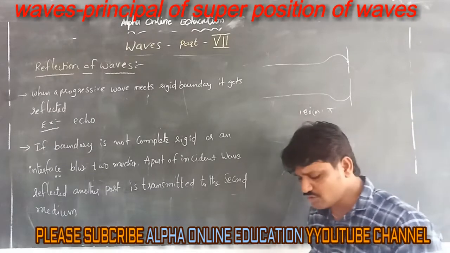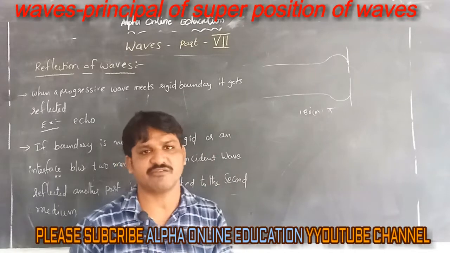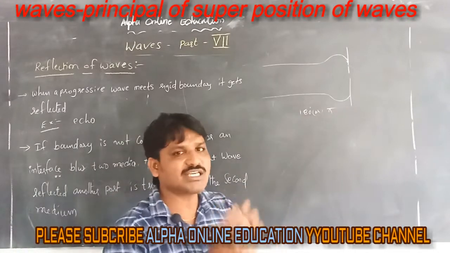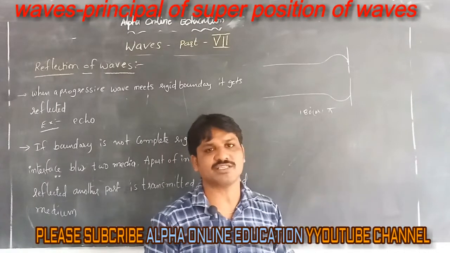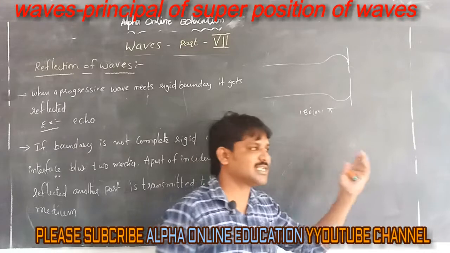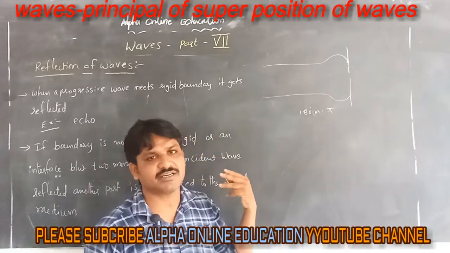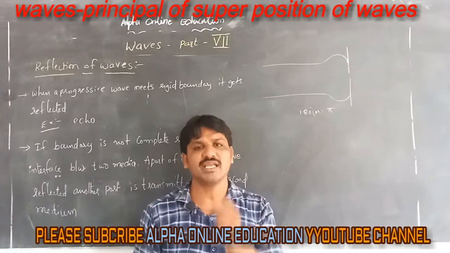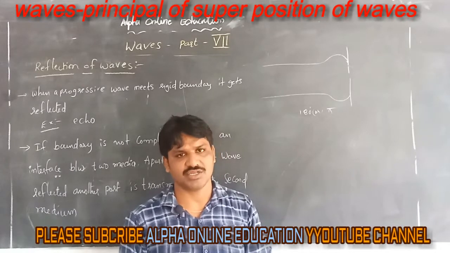This is possible according to the superposition of waves, because here the boundary is rigid, there is no disturbance and no energy absorbed by the wall. There is no displacement of the rigid boundary. So the same amount of energy returns in the reflected wave. That condition is called a boundary condition.